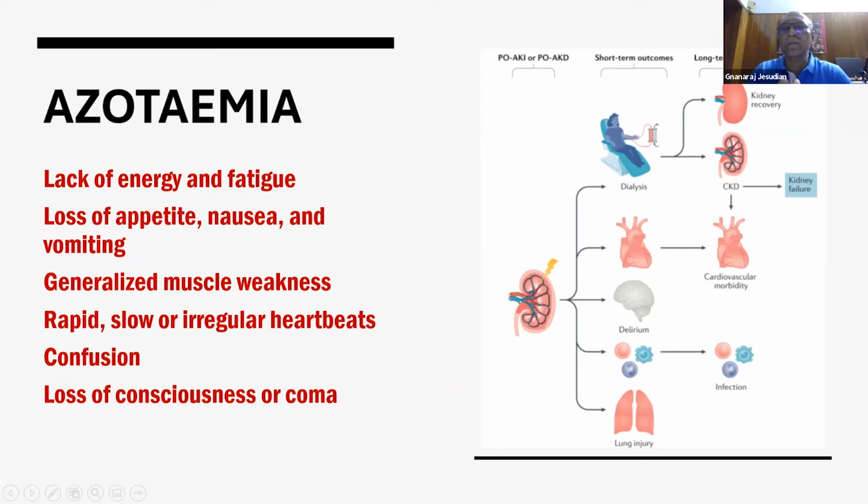This is how it usually happens with acute renal failure. While in chronic renal failure, because the renal failure occurs slowly, these symptoms are not generally present.